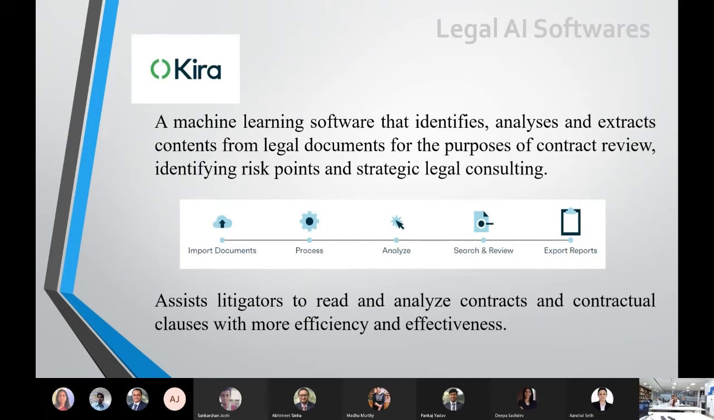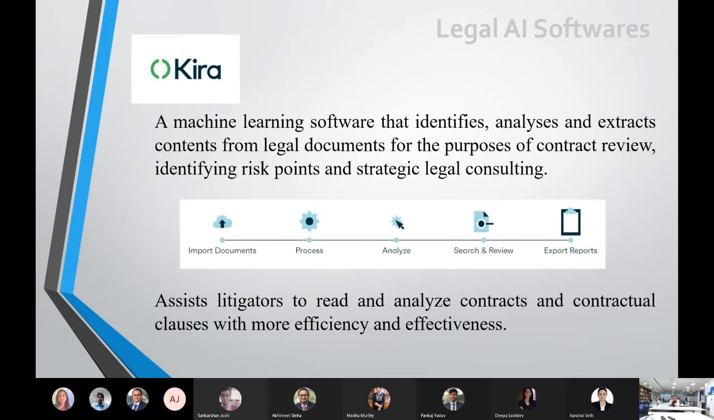It first of all identifies, analyzes and extracts the contents from legal documents. While extracting, specifically for the purpose of contract review, it identifies the risk points also, and then strategically provides a recommendation on how the counsel should go about it. If you see the graphic, you import documents, then there is analyzing, search review, followed by the final report. The litigators are helped a lot; they are able to read and analyze the contracts as well as contractual clauses with more efficiency and effectiveness.